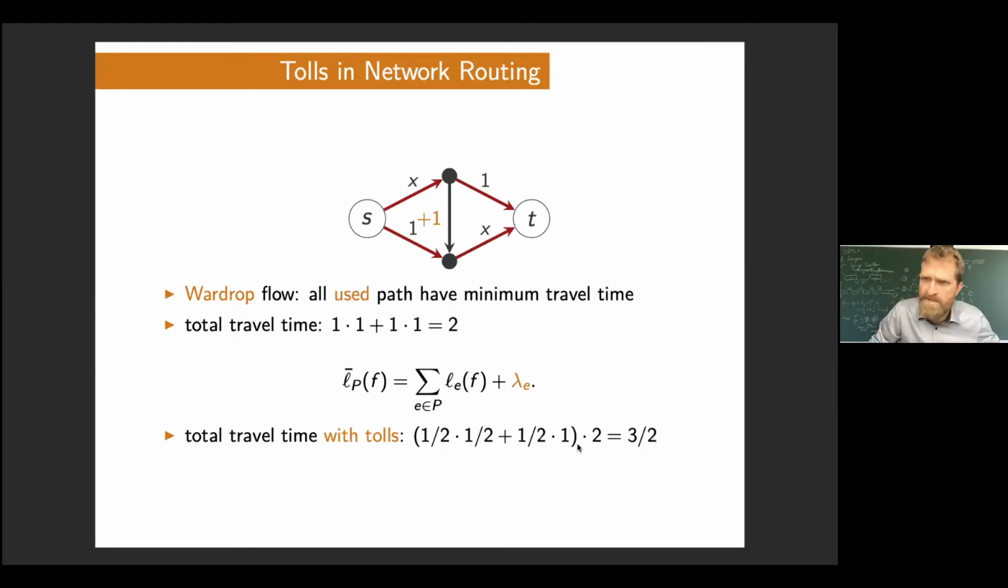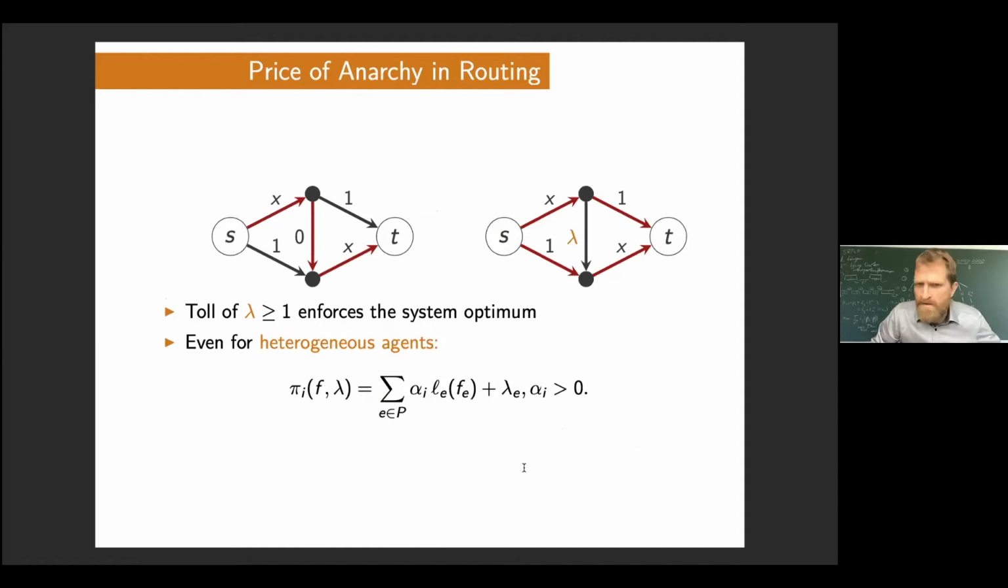Yeah, this is a natural question, and that question even holds if you have heterogeneous agents, meaning that some part of the population, let's say, value money and travel time differently. That is also a well-known model. The same questions hold here too.